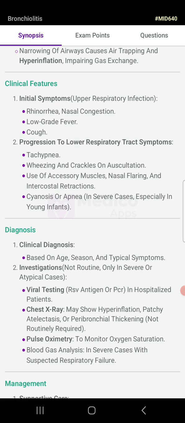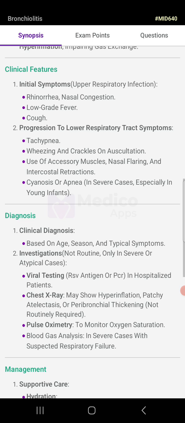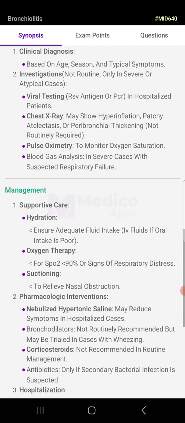Clinical features like initial symptoms, upper respiratory infection, rhinorrhea, nasal congestion, low-grade fever, and cough. Progression to the lower respiratory tract symptoms, tachypnea, wheezing, and crackles on auscultation, use of the accessory muscles, nasal flaring, and intercostal retractions. Cyanosis or apnea in the severe cases, especially in the young infants.